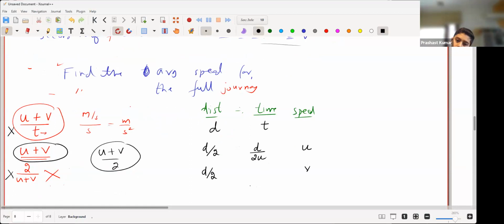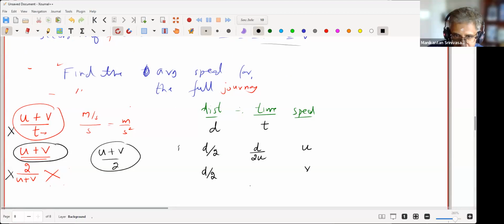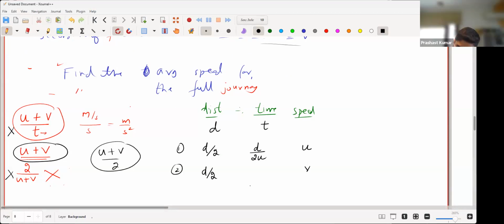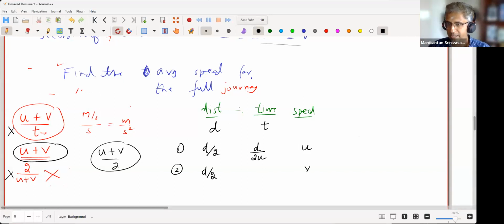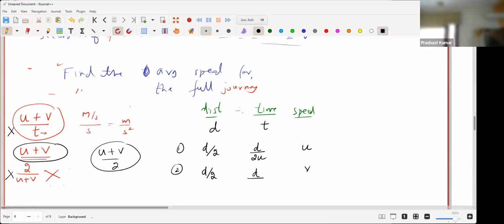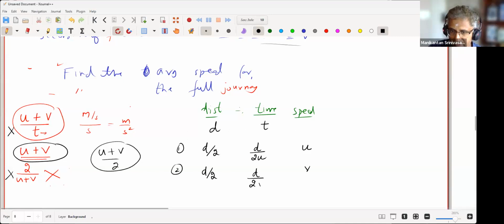Sir, I didn't understand. How did you get d by 2u? Because for any journey, what is speed? It's distance upon time. Correct. So this is for the first half, and this is for the second half. Let's say I went from Mumbai to Pune, and exactly halfway distance wise came Lonavala. So that distance was d by 2. For the distance d by 2, my speed was u, and therefore my time taken was distance upon speed. Does it make sense? Yes. Okay, and similarly here, the time taken would be d by 2 upon v, which is d by 2v.